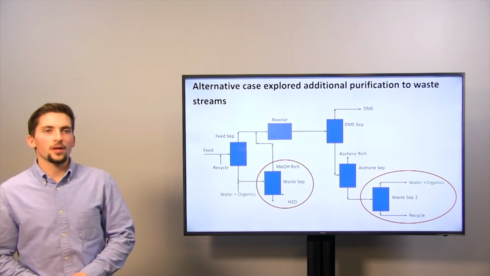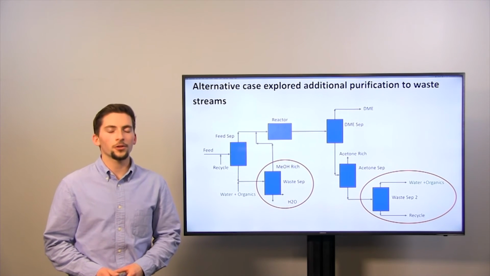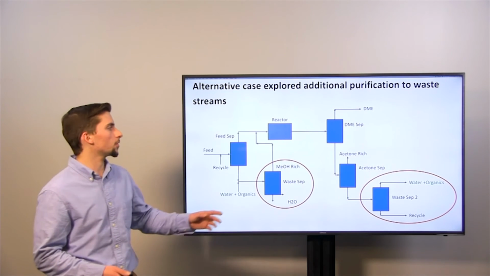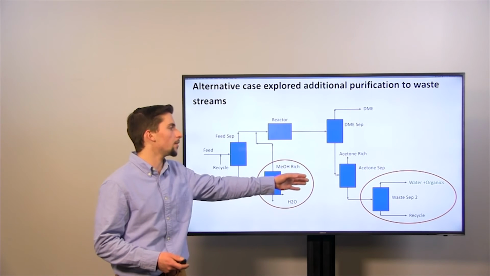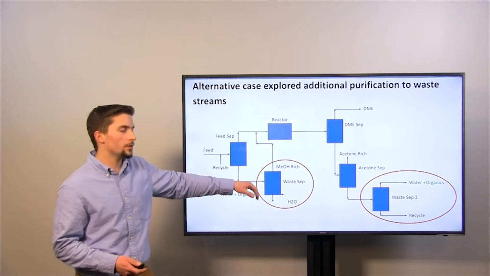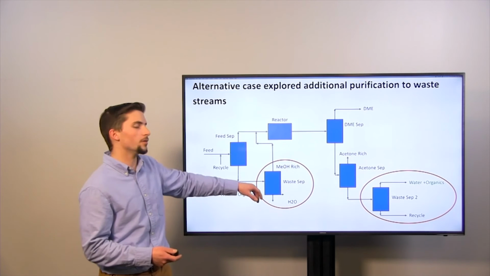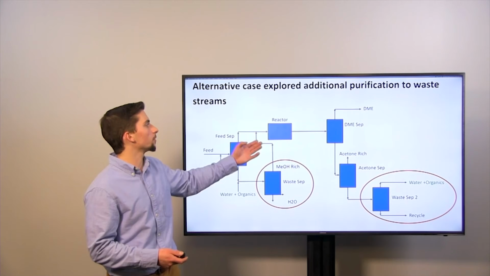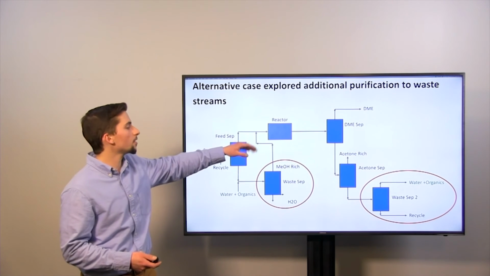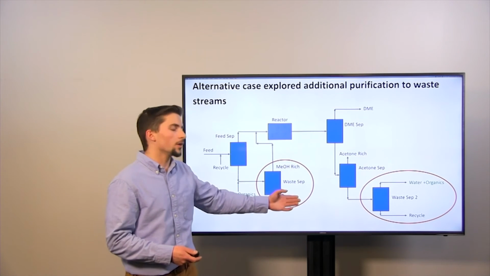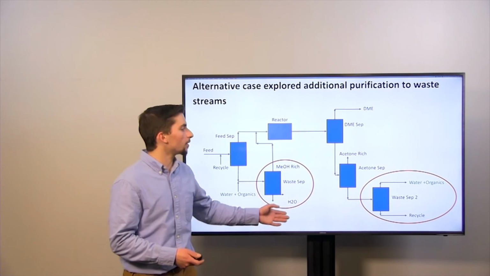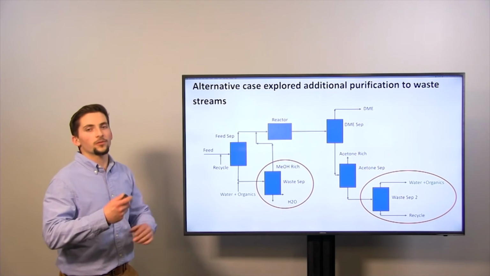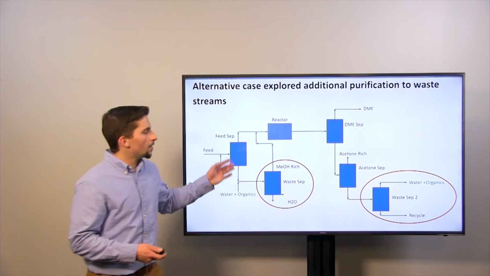In addition to the base case model outlined earlier, our group also explored an alternative case design in which 2 additional distillation columns were added to the original case discussion. The first waste separation took the bottoms of the first feed column and allowed for a majority of the methanol to be recovered and fed into the reactor, with a more pure water waste being expelled out the bottom.